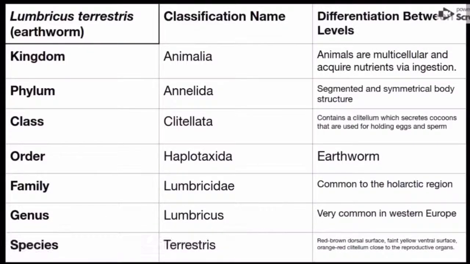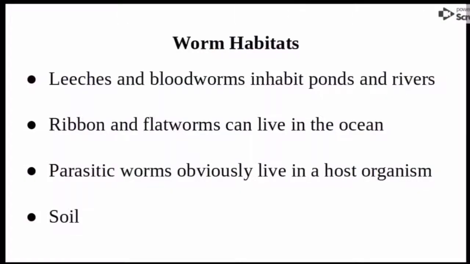Our first dissection, we dissected the earthworm. Now, you can pause if you want to see everything specifically, but the differentiation between each level in the kingdom is that the animals are multicellular and acquire nutrients via ingestion, and for the phylum, it is segmented and symmetrical body structures. That's the farthest down that separated from the other organisms.